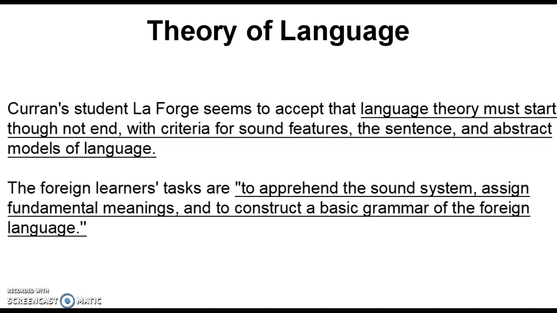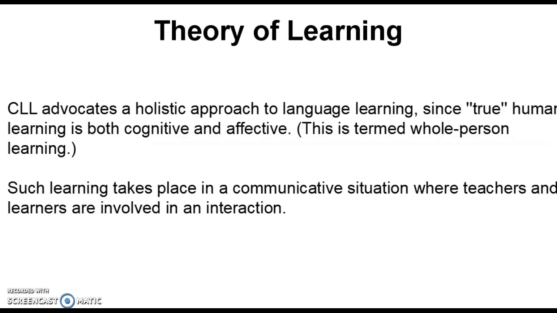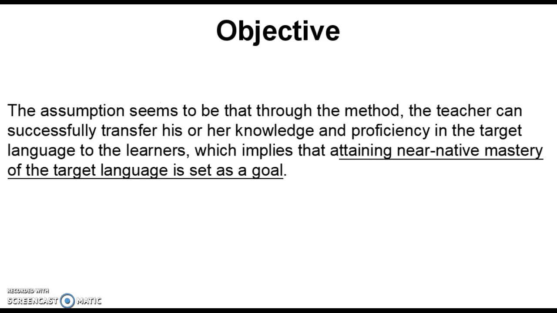For the theory of learning, CLL advocates a holistic approach to language learning, since true human learning is both cognitive and affective. This is termed whole person learning. Such learning takes place in a communicative situation where teachers and learners are involved in an interaction.